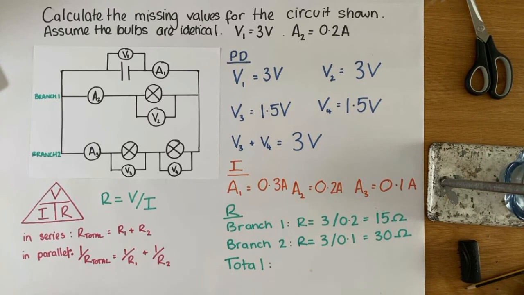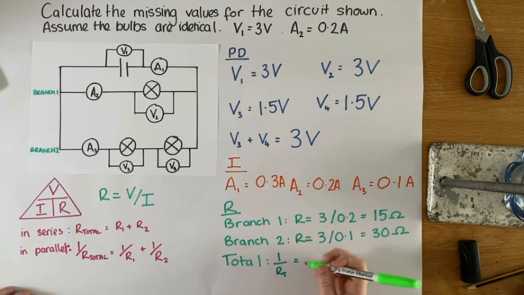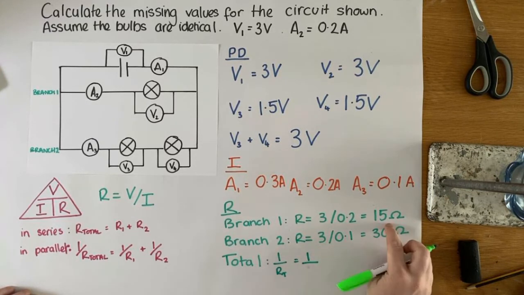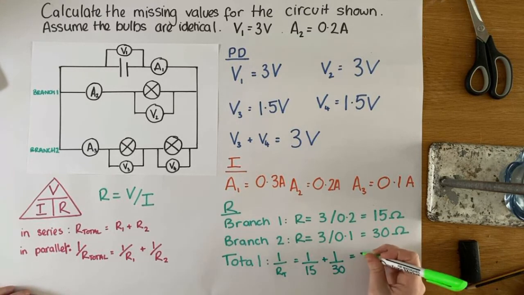Now the last part is to calculate the total resistance of the whole parallel circuit. So I'm going to need to use this final equation here. So I know that 1 divided by my total is going to be equal to 1 divided by the resistance of branch 1, 15, plus 1 divided by the resistance of branch 2, 30. And that is equal to 1 over 10.